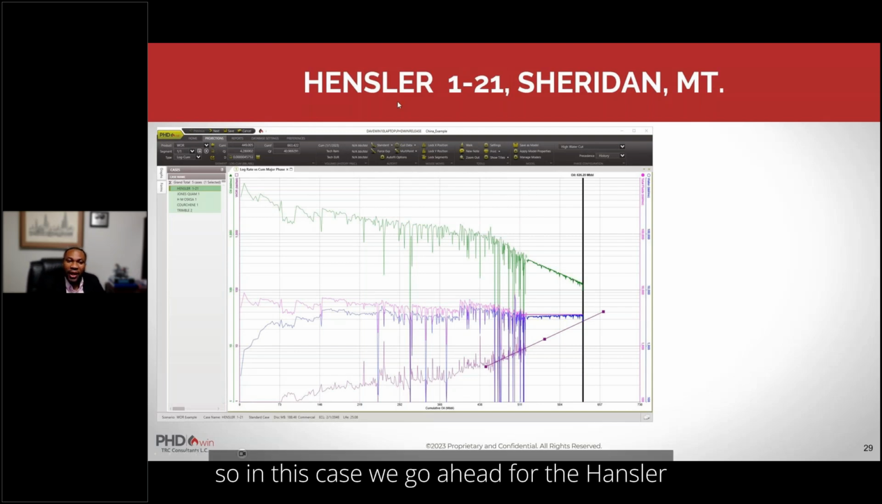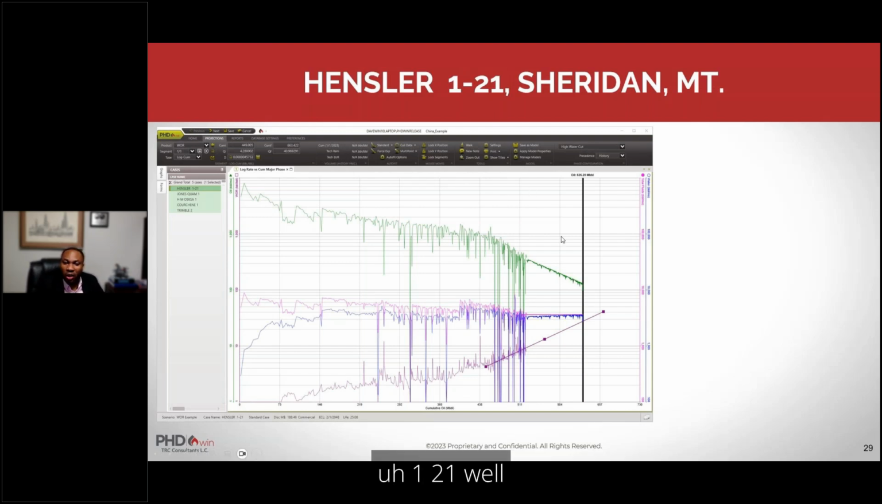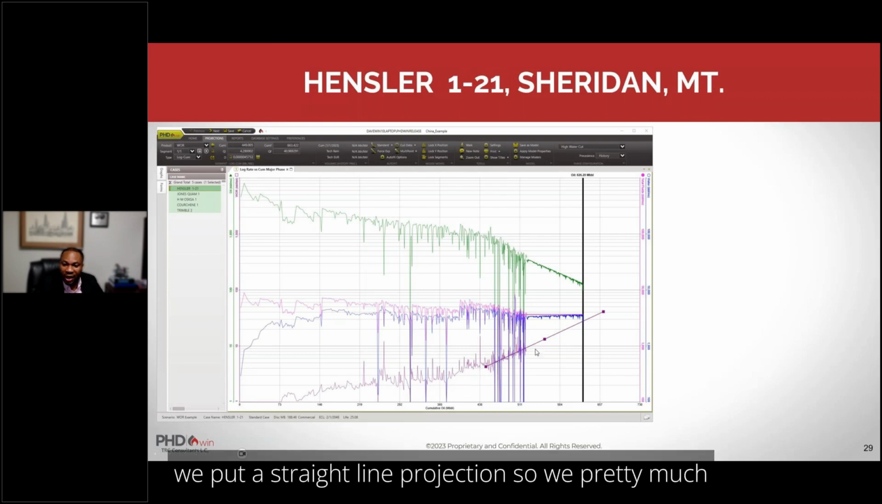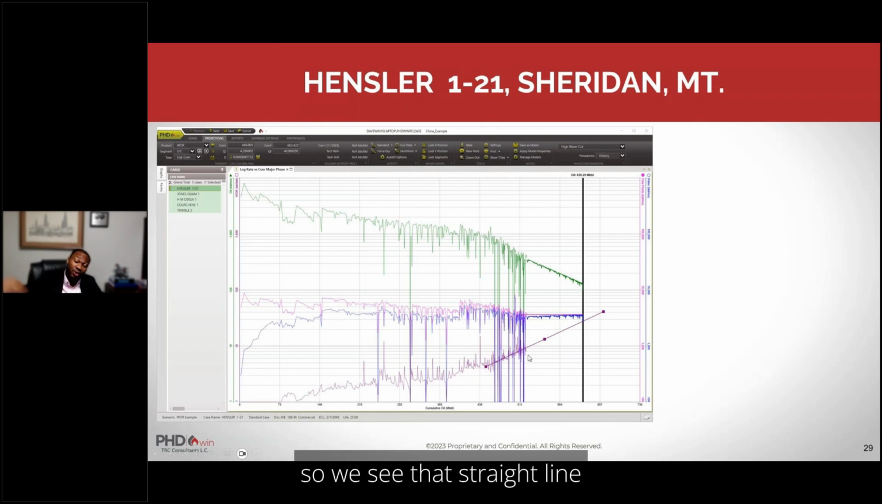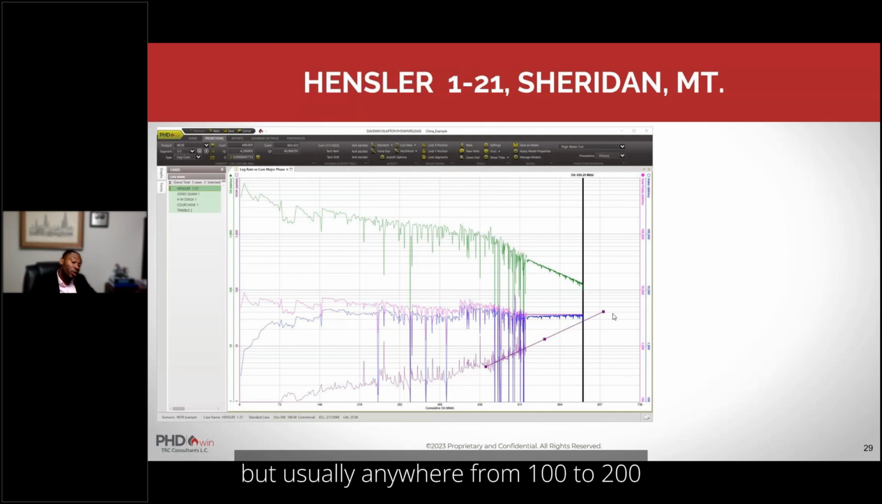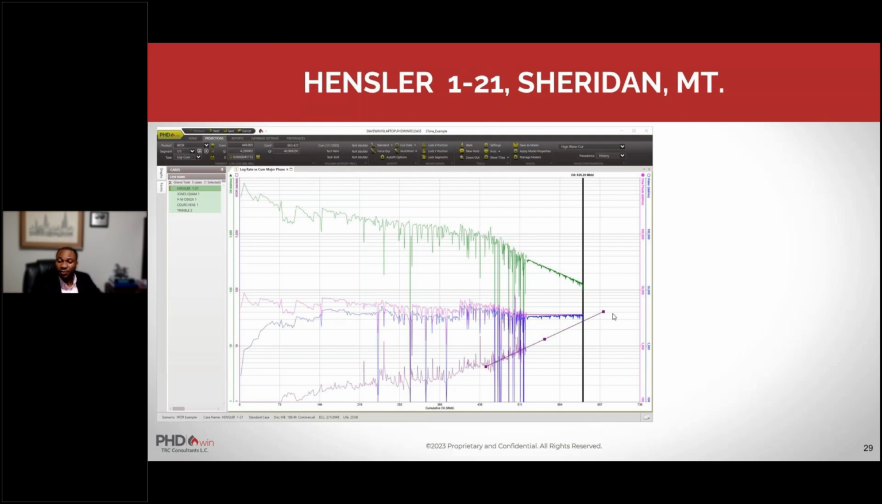In this case, we go ahead with the Hensler 121 well. We put a straight line projection, so we can see the straight line trending on the log water-oil ratio versus cum oil plot. Water-oil ratio is increasing, so we see that straight line. We project that straight line, usually up to a limiting water-oil ratio. We can go up to 100 if we want, but usually anywhere from 100 to 200, which would translate to greater than 90% water cut.